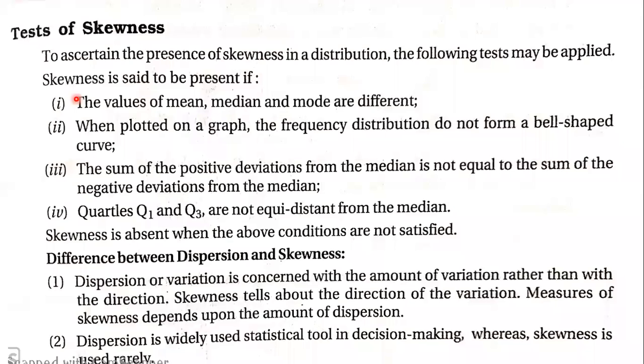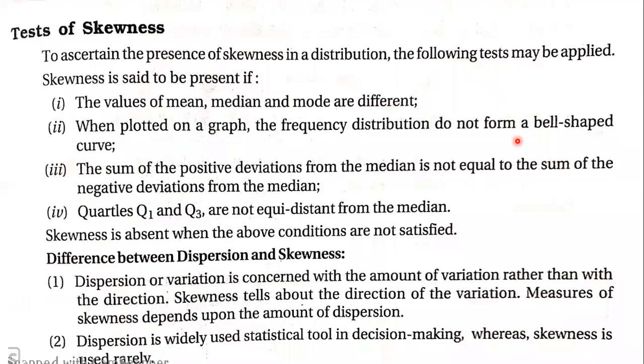Now when do you think there is skewness? That is given in the points. The values of mean, median, mode are different. It is like, when do you know that you are supposed to identify skewness and solve the problem? When mean, median, mode have very different values. When you plot them on a diagram, if two are at different places, then it means skewness is present in that data. Then when plotted on a graph, the frequency distribution does not form a bell-shaped curve.